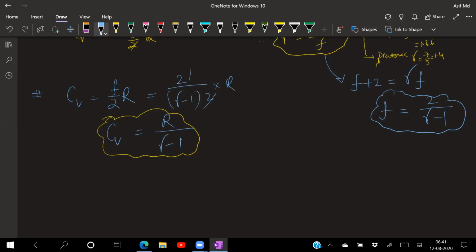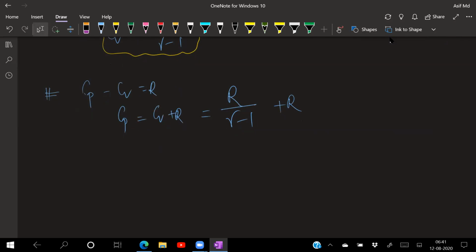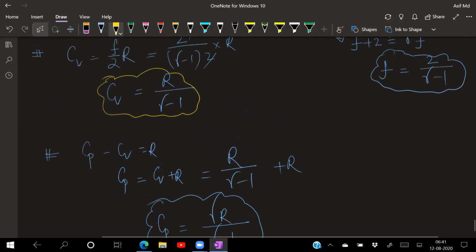The same way, let's go for the next one, that is CP. As we know, CP minus CV is equal to R. That means CP is equal to CV plus R. So CP is equal to R by gamma minus 1 plus R. Simplifying it by taking the LCM, we get CP is equal to gamma times R by gamma minus 1. These are the different forms you need to remember.